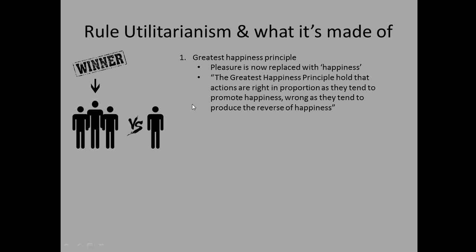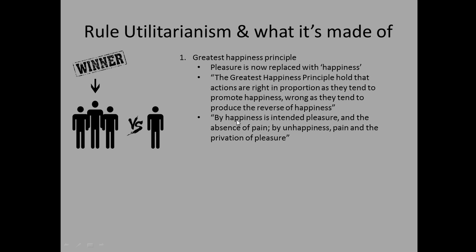Now, this is the quote that you want to use from John Stuart Mill when talking about the greatest happiness principle. It is that the greatest happiness principle holds that actions are right in proportion as they tend to promote happiness, wrong as they tend to produce the reverse of happiness. And there's another one here: by happiness is intended pleasure and the absence of pain. By unhappiness, pain, and the privation of pleasure. I personally would go for the first one, because there's a lot more reference to happiness, which is sort of what Mill was doing. He was sort of stressing the importance of happiness over pleasure.